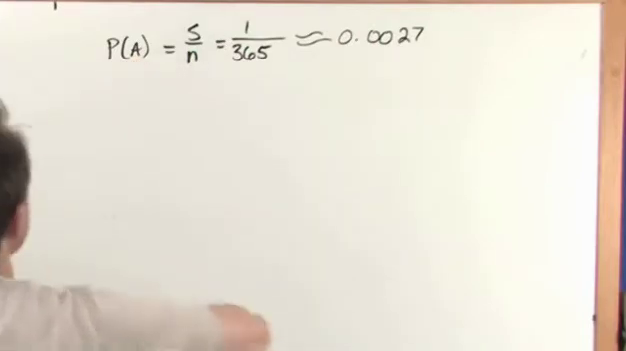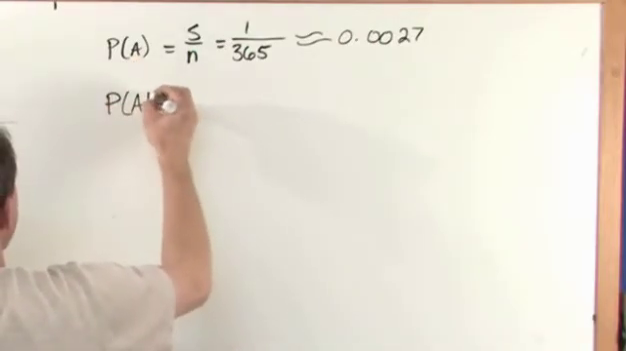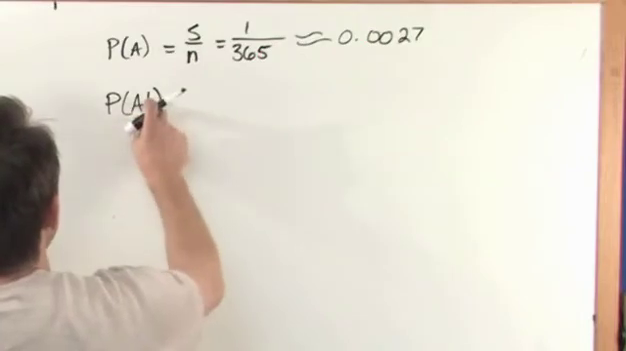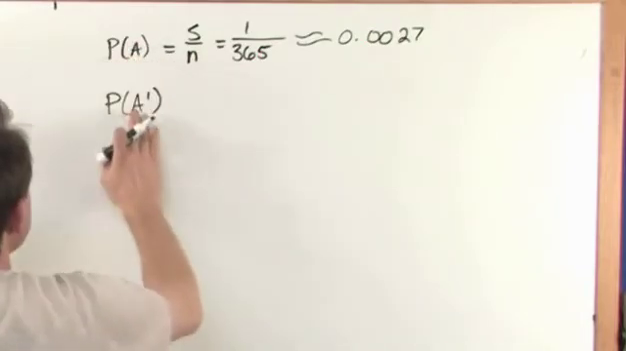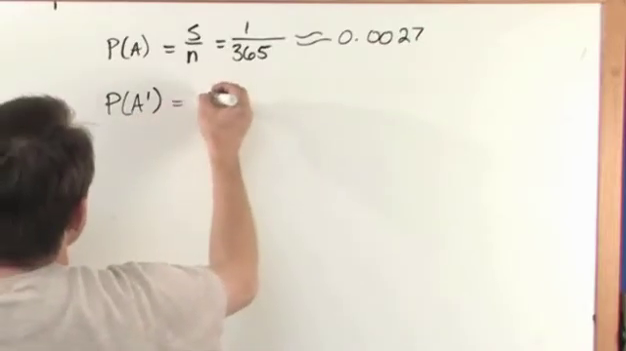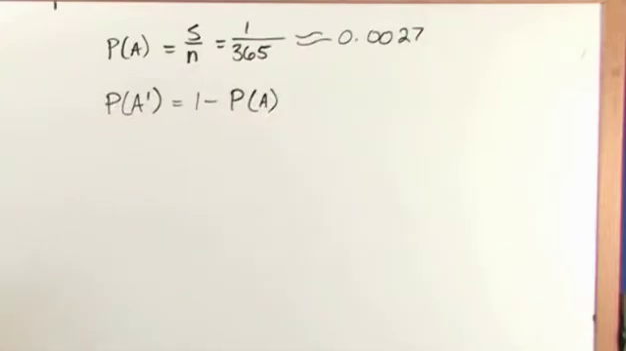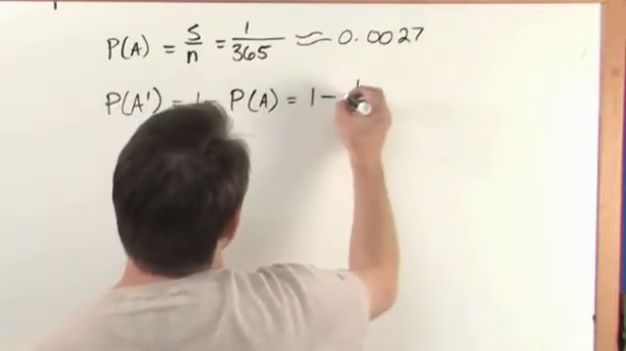Well, if A is the probability of guessing her birthday, then the probability of A prime is going to be the probability of not guessing her birthday. Okay. A complement is all other outcomes other than your event. So this is guessing my birthday, this is not guessing my birthday. Okay? I can calculate it as 1 minus the probability of guessing the birthday. Okay? So it's going to be 1 minus 1 over 365.